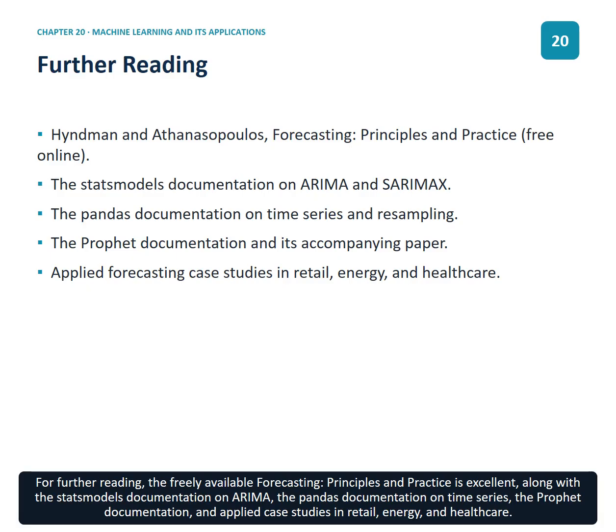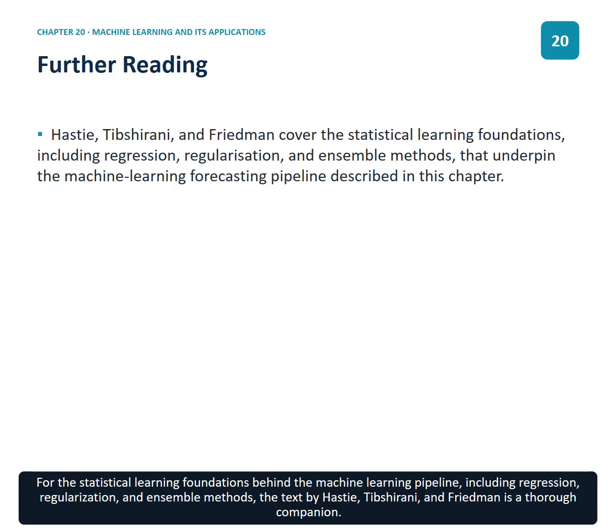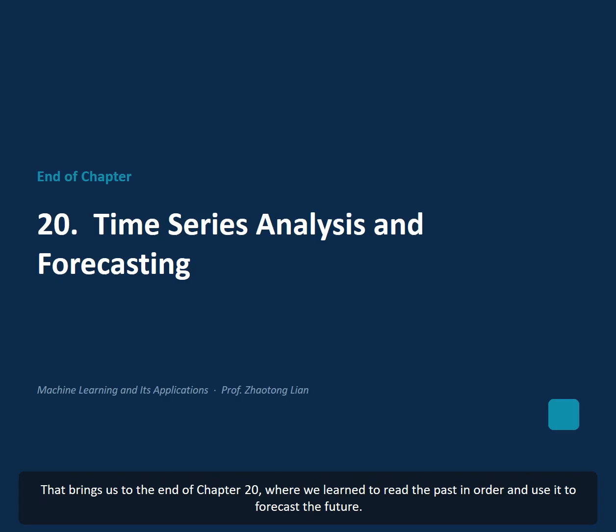along with the statsmodels documentation on ARIMA, the Pandas documentation on time series, the Prophet documentation, and applied case studies in retail, energy, and healthcare. For the statistical learning foundations behind the machine learning pipeline, including regression, regularization, and ensemble methods, the text by Hastie, Tibshirani, and Friedman is a thorough companion. That brings us to the end of Chapter 20, where we learn to read the past in order and use it to forecast the future.